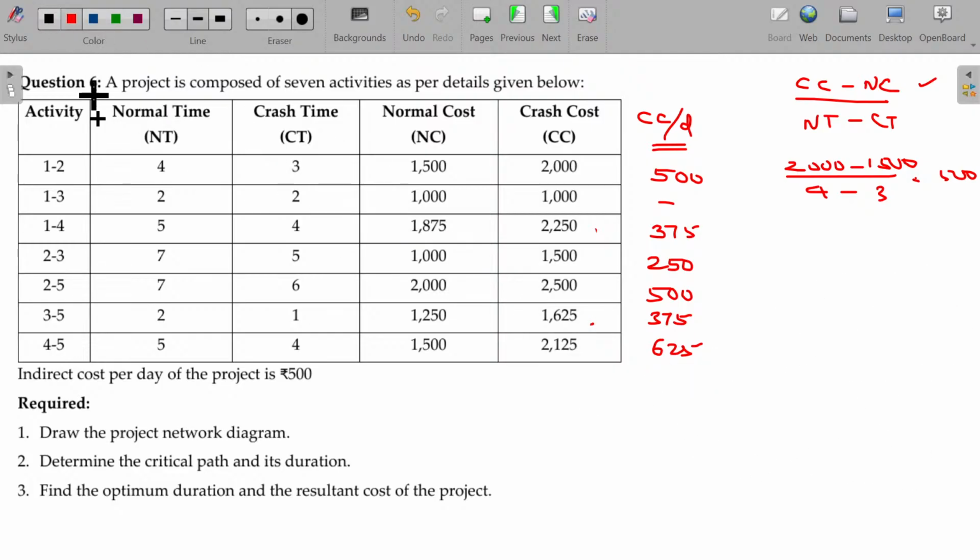Now in this case, the indirect cost per day of the project is 500 per day.